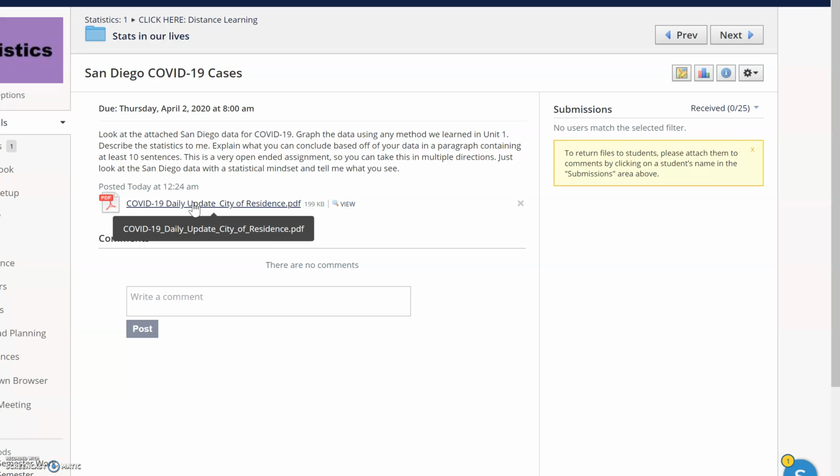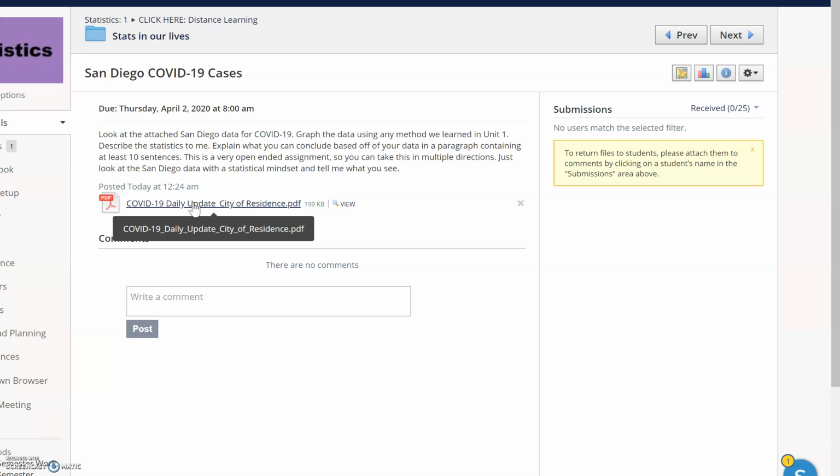This is a very open-ended assignment, so you can take it in multiple directions. I just want you to look at our local data with a statistical mindset and explain to me what you see. So I don't want you to feel overwhelmed that this is open-ended. I just want you to take this in whatever direction you're seeing this as. Tell me how you're viewing this whole situation from your viewpoint.